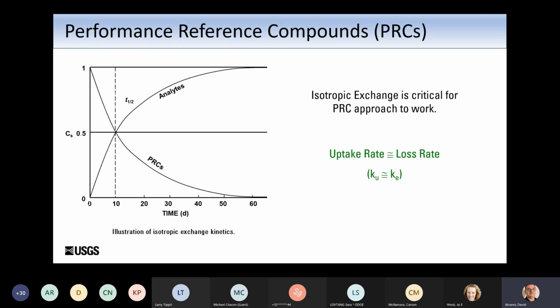Those which use a solid absorbent as the chemical retention mechanism, such as I talked about with the POCIS, Chemcatchers, and there's a few others that are being used, because of that solid absorbent, they don't follow this isotropic exchange kinetics. So the use of PRCs either doesn't work at all or it's extremely limited to just a few cases.